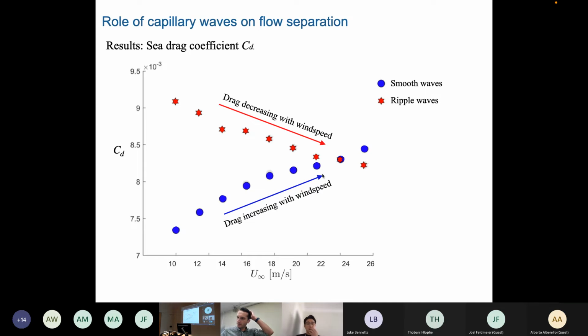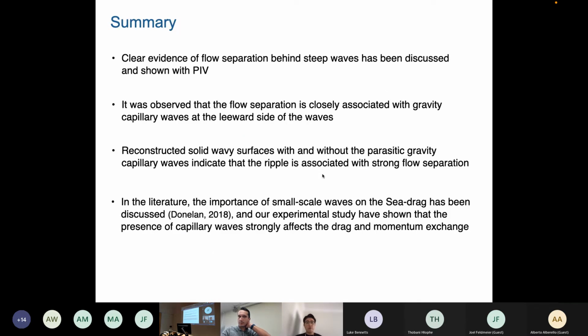It is worth highlighting that the only difference between the two cases was the presence of small ripples at the leeward side of the dominant wave. That's the only difference. All right, so let me quickly summarize today's talk. We clearly show the evidence that the flow separation occurs behind the steep wave with the help of the high fidelity PIV dataset.